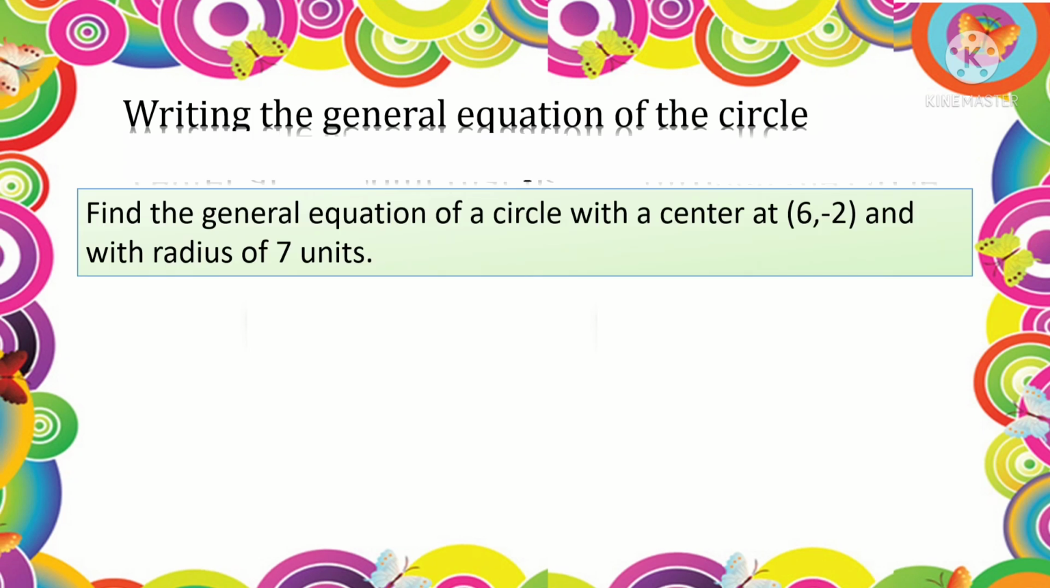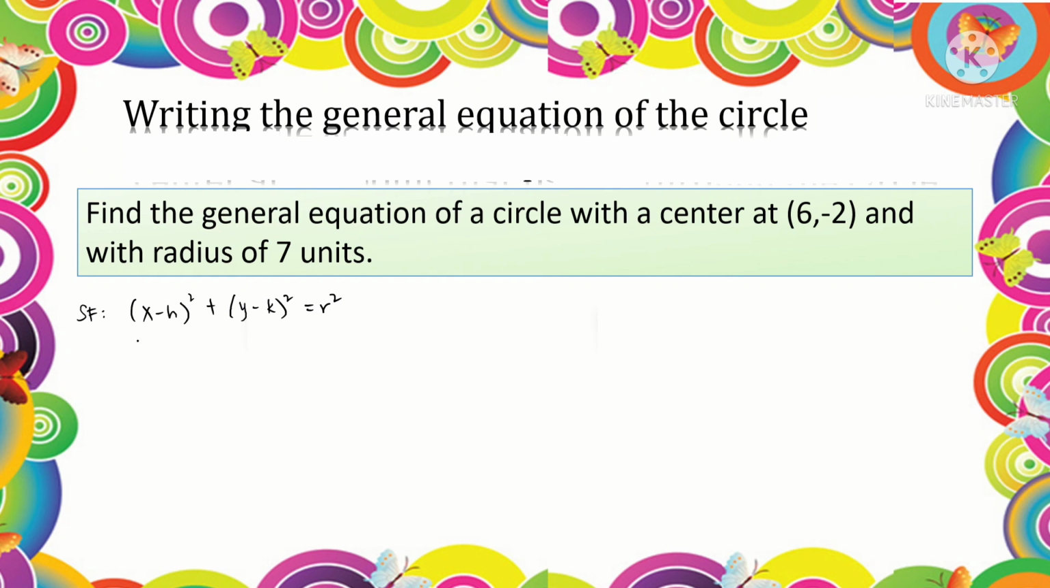Okay. To find the general equation of a circle with the center and the radius, we may use the standard form as the beginning process. Standard form: (x minus h) to the power of 2 plus (y minus k) to the power of 2 is equal to r to the power of 2, or r squared.